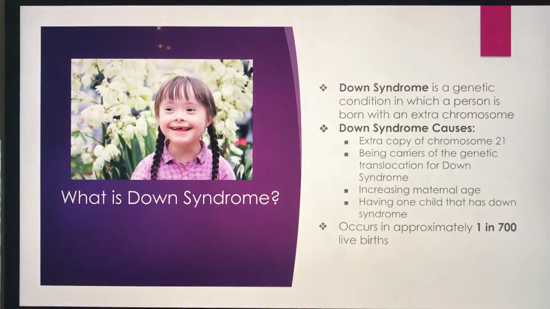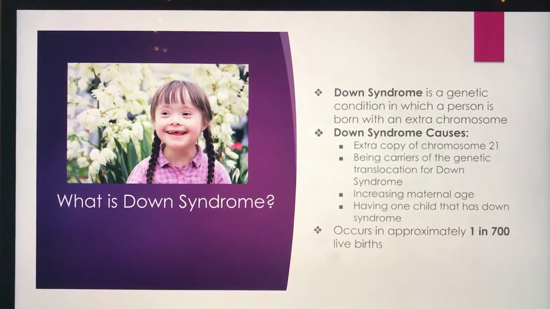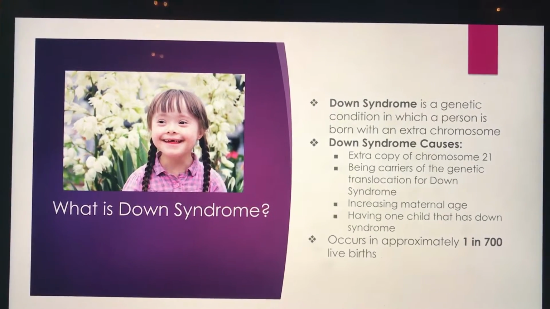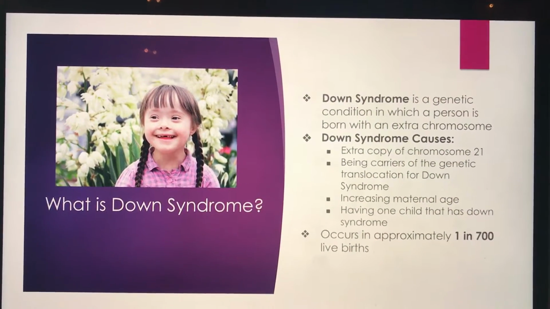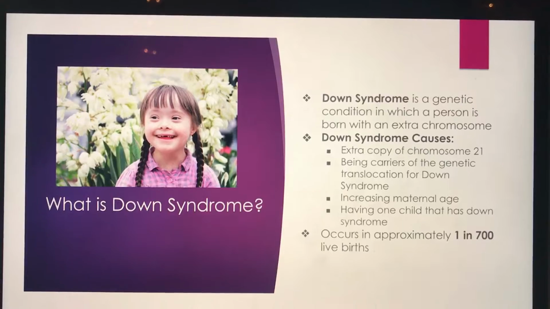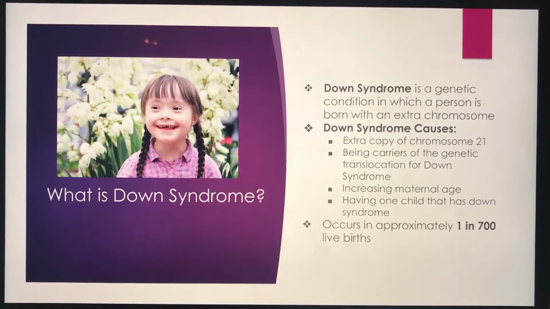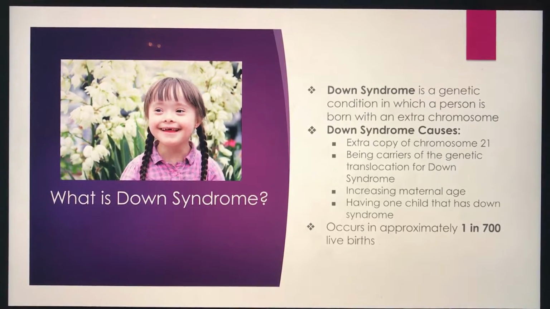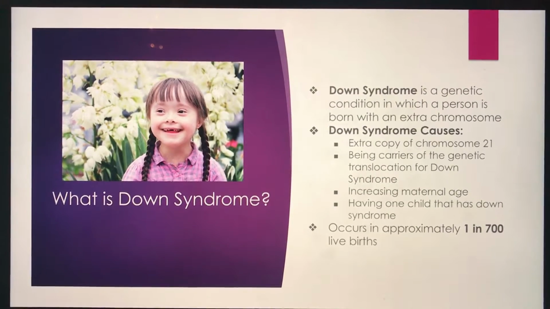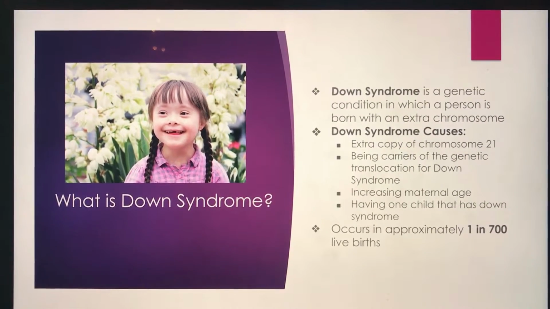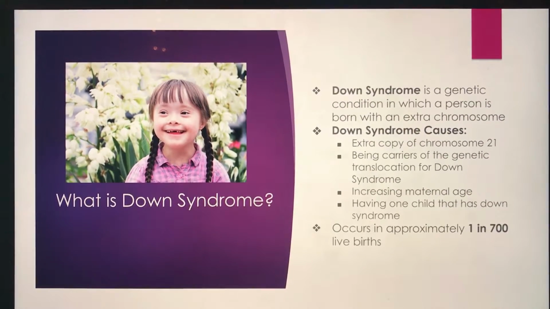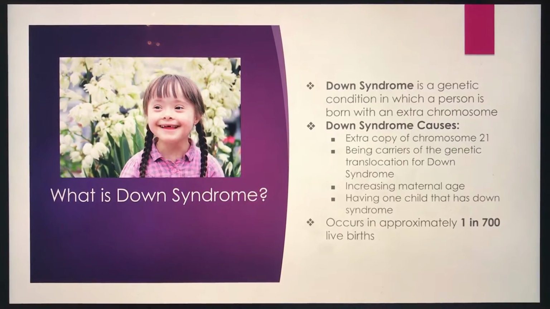Okay, so Down syndrome is a genetic disorder caused when abnormal cell division results in extra genetic material from chromosome 21. The chances of Down syndrome increase with maternal age, and this is because older eggs have an increased chance of improper cell division. Also, if a mom already has a child with Down syndrome, there's an increased chance of having another child with Down syndrome. The prevalence of Down syndrome is 1 in 700 live births.